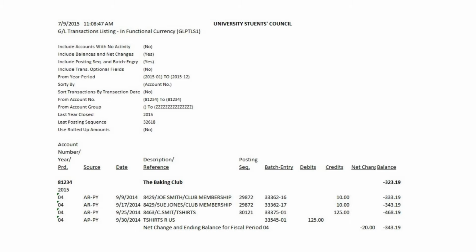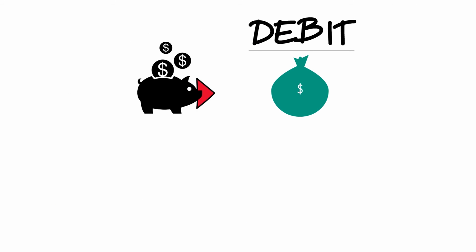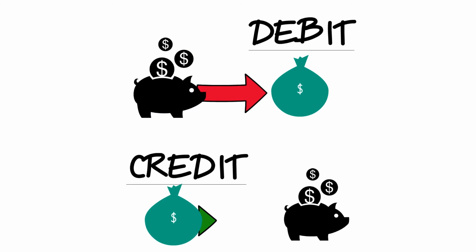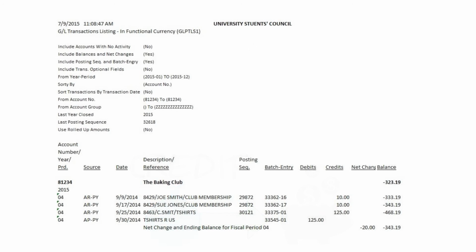You can see the name of the organization is the Baking Club, and their account number is 81234. The opening balance for this club shows $323.19. With each transaction, you can see the date, the description, and the amount. If you remember, debit means money out, and credit means money in, you're halfway there. On September 25th, C. Smith deposited $125 for t-shirts, and on September 30th, the company T-Shirts R Us was paid $125.